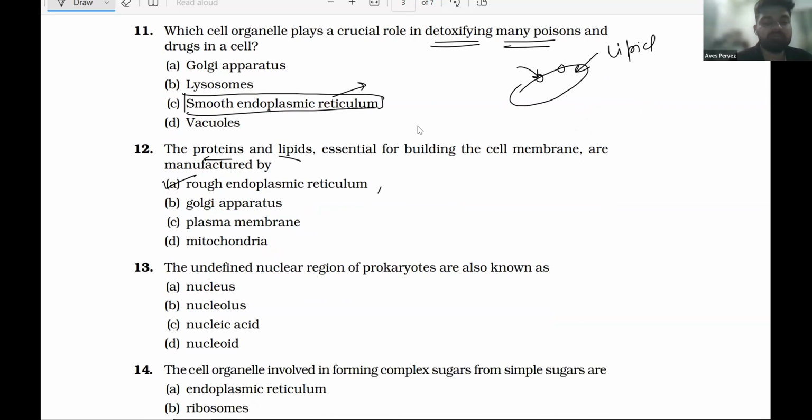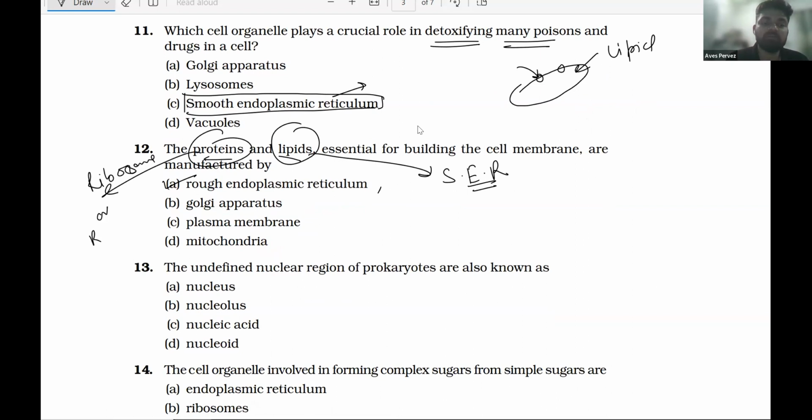But if in the question it comes in your examination about lipids, lipids are produced by smooth endoplasmic reticulum. And proteins are produced by ribosomes, or rough endoplasmic reticulum. Got it? Yes, sir.